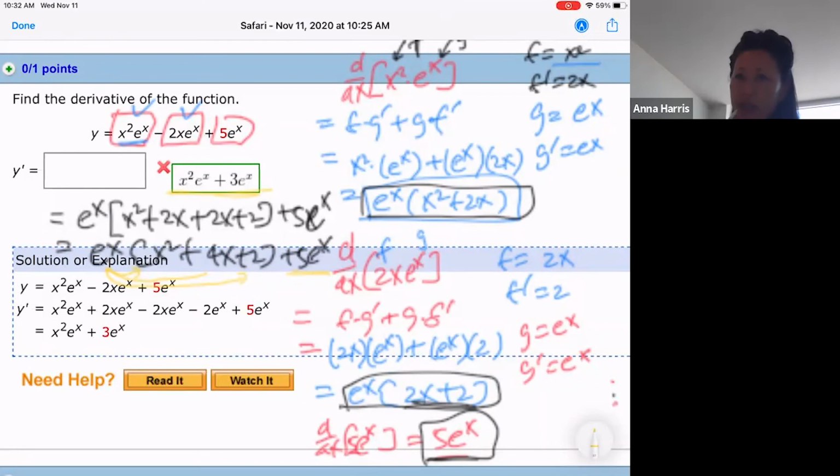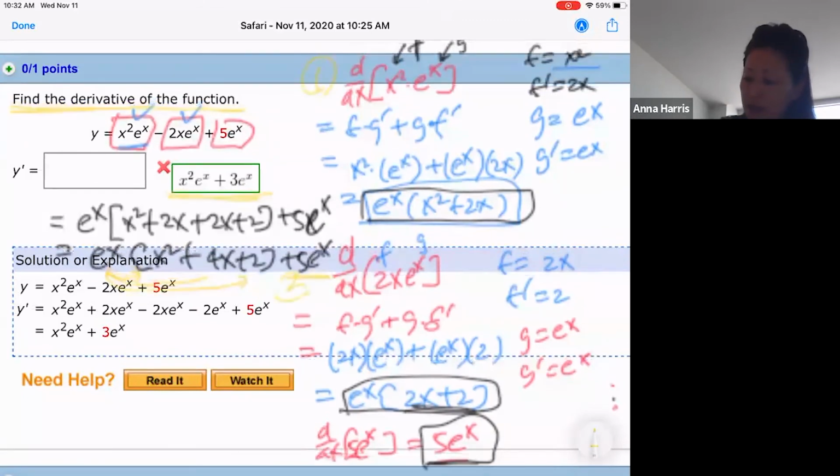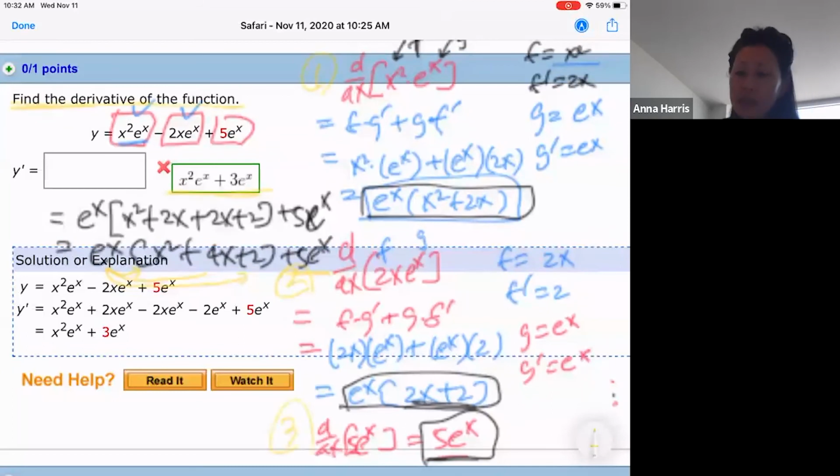All right, any questions? So in other words, this problem looks long, okay? It looks complicated, but it's not complicated, it's just long. You've got 3 steps, 1, 2, 3 steps, because you've got 3 terms: 1 term, 2 terms, and 3 terms.